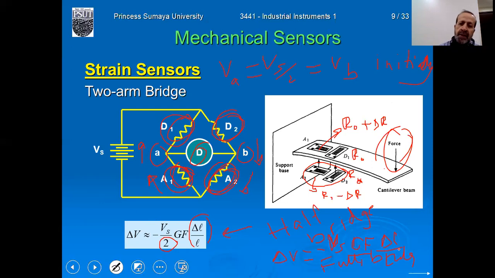as active strain gauges. What is the difference between active and dummy? The active, we fix or glue on the beam in the sensitive direction, while the dummy, we glue or fix on the beam, maybe either on the top or the bottom, in the insensitive direction. So in this case, it will only change its resistance due to temperature, not the force.